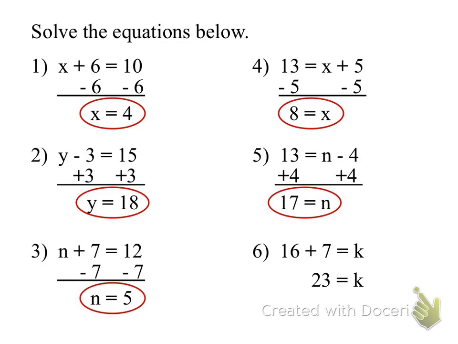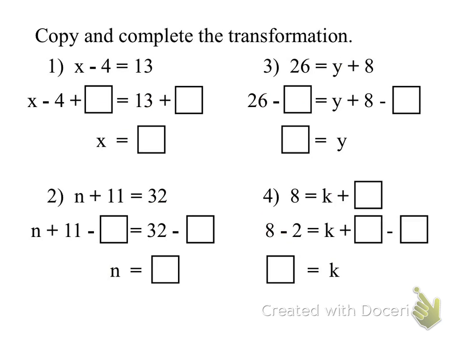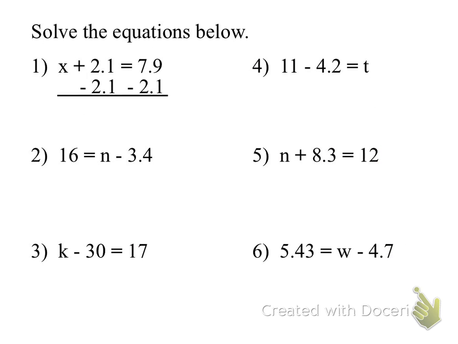And this last one, we just simplify. There's no property of equality. And now we have decimals. We're going to read our decimals properly. 2 and 1/10. I'm going to subtract 2 and 1/10 from both sides. Then I'm left with x is equal to 5 and 8/10. All right.